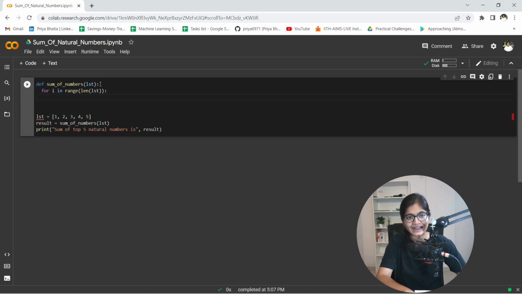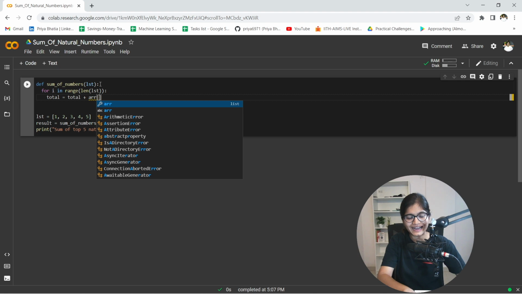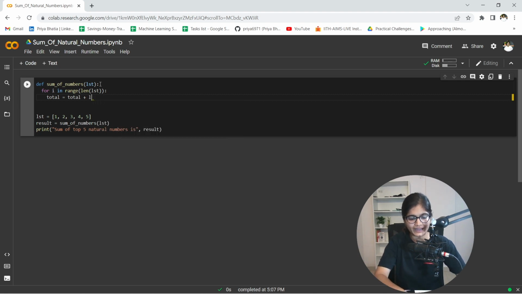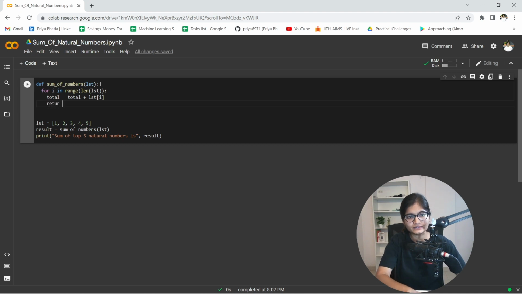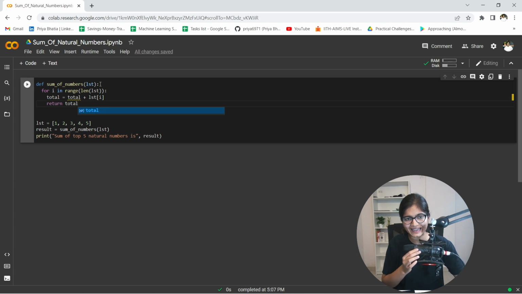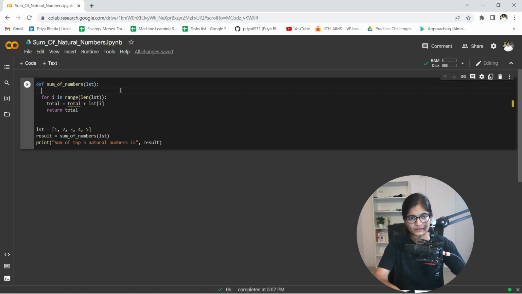Now I'll take one variable, total, which is equal to total plus the value of the list at index i. Then I will simply return the total. If someone is not able to understand the code, it's okay. We will do this more often in the upcoming sessions. It's just to demonstrate why we actually need time and space complexity.